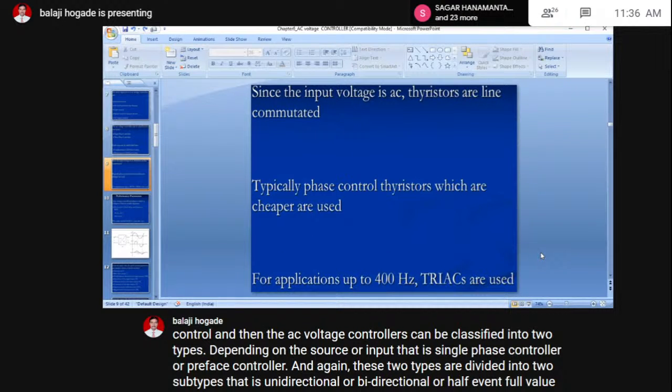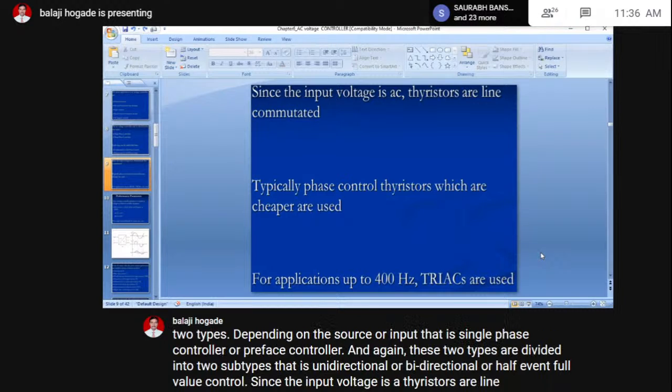Since the input voltage is AC, thyristors are line commutated. What is the meaning of this?